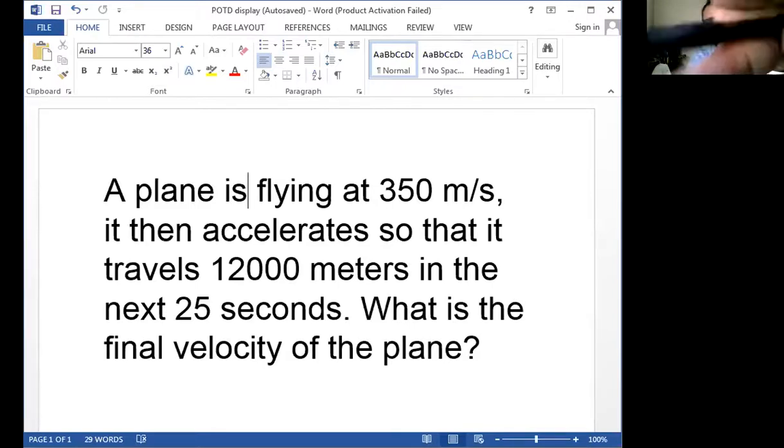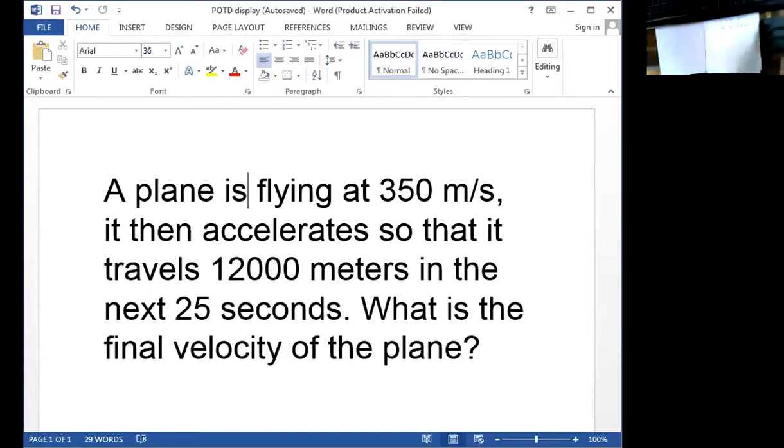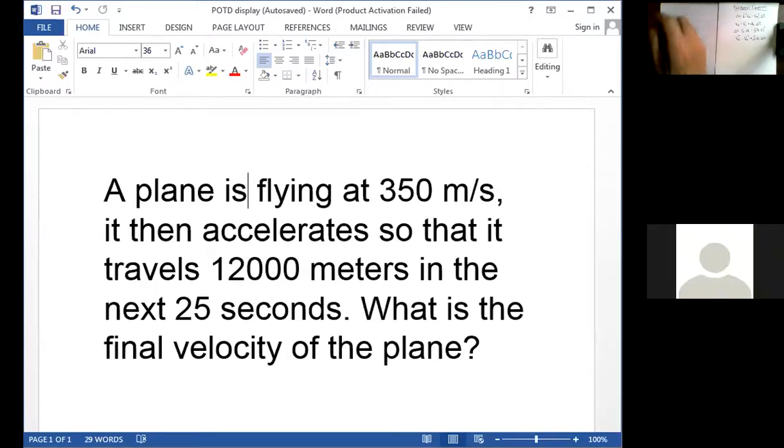All right, so we can start as always by trying to figure out what the givens are here. What information are we told in the problem? The plane is flying at 350 meters per second. So what quantity is that? How should I label that? I'm not sure actually.